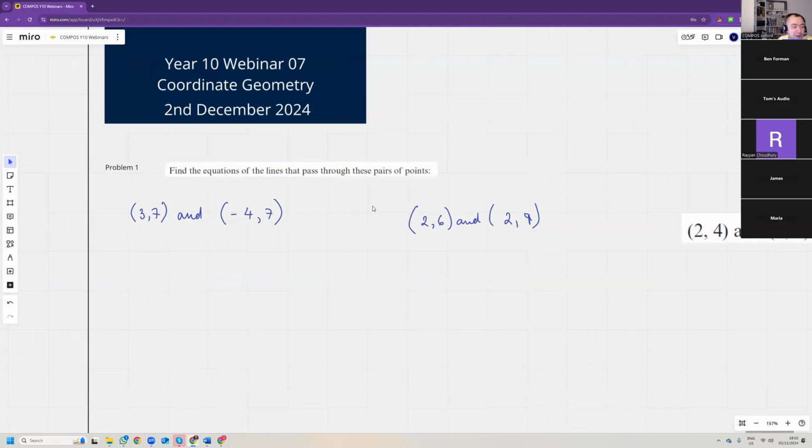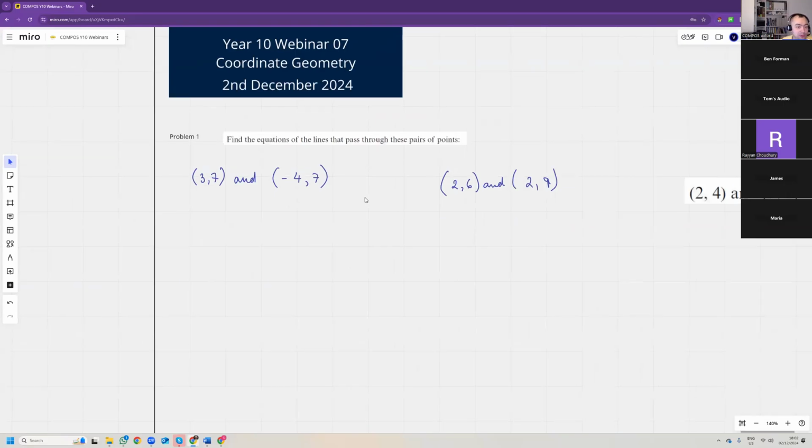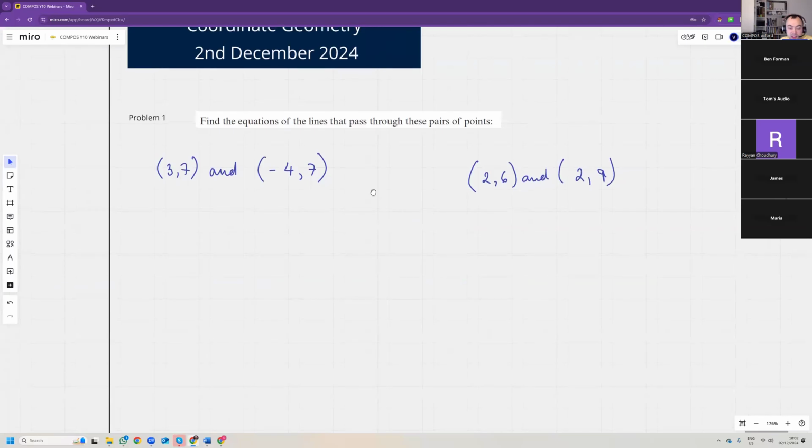find the equation of the lines that pass through these pairs of points. There are several ways you can do this. And sometimes it's just advisable to find anything special about them. Can somebody spot anything special about the first pair of points? It has the same y coordinates.